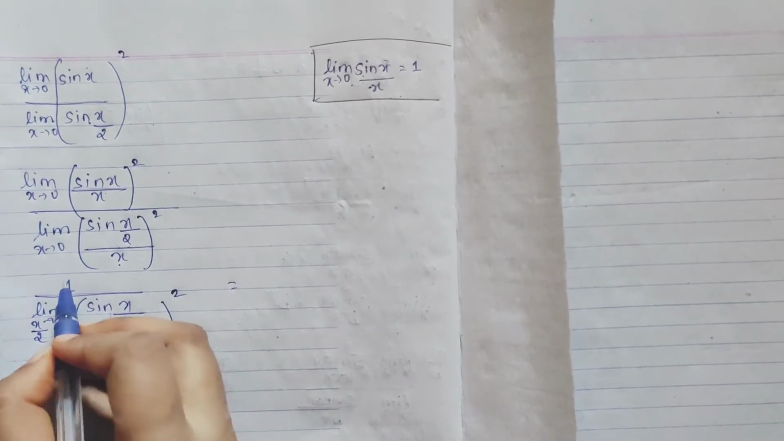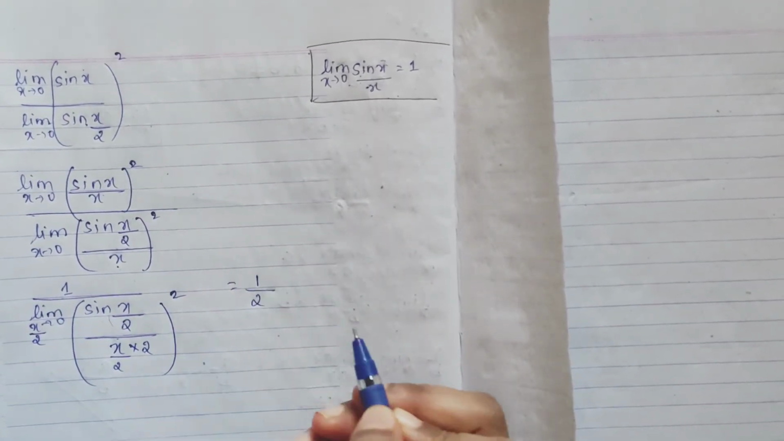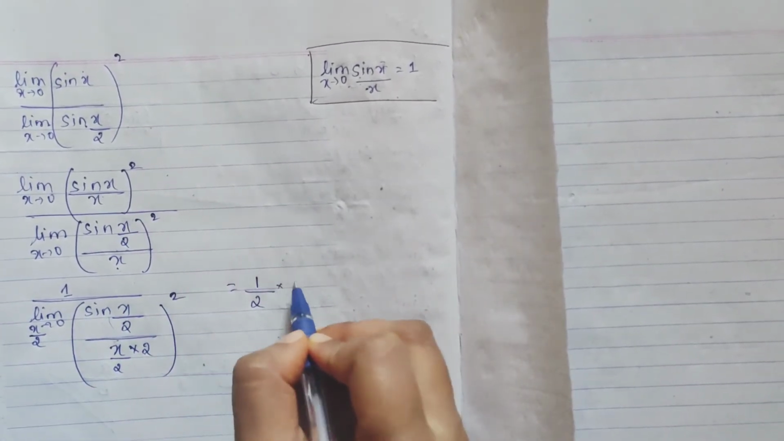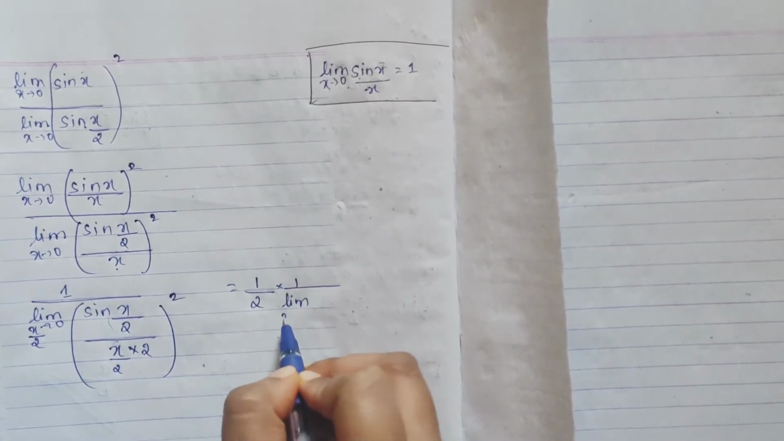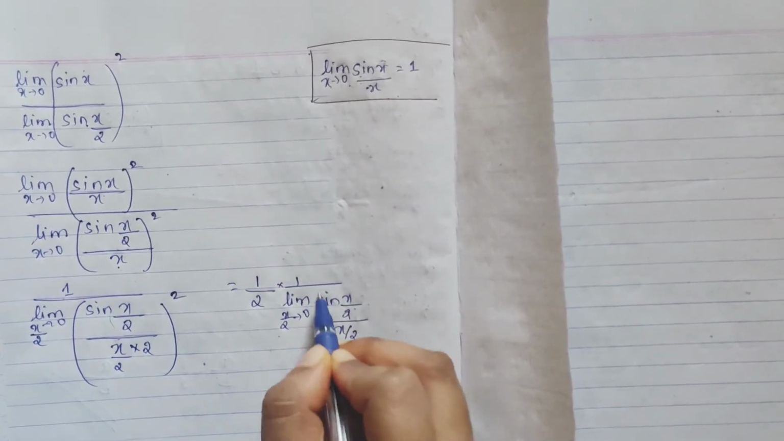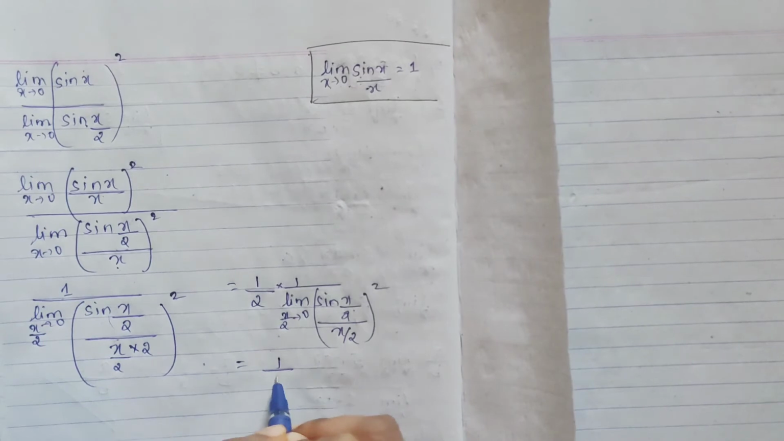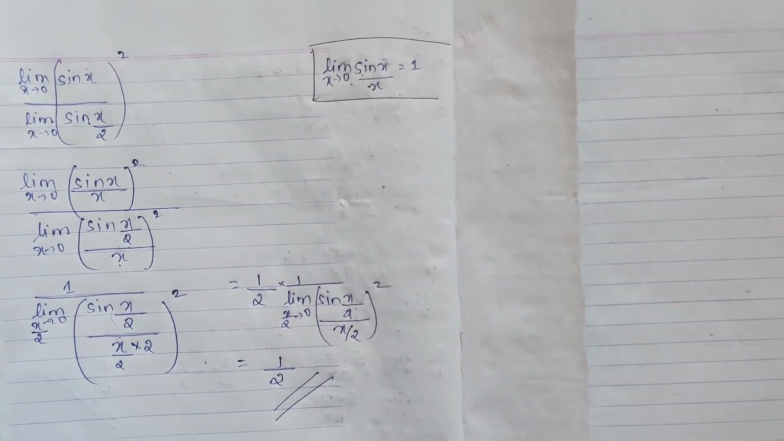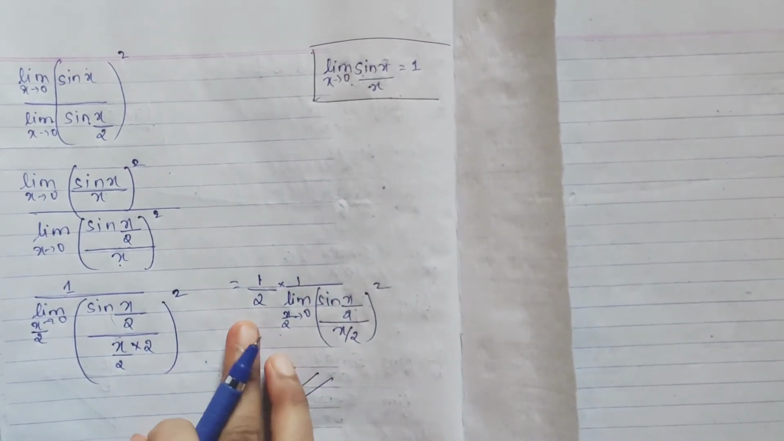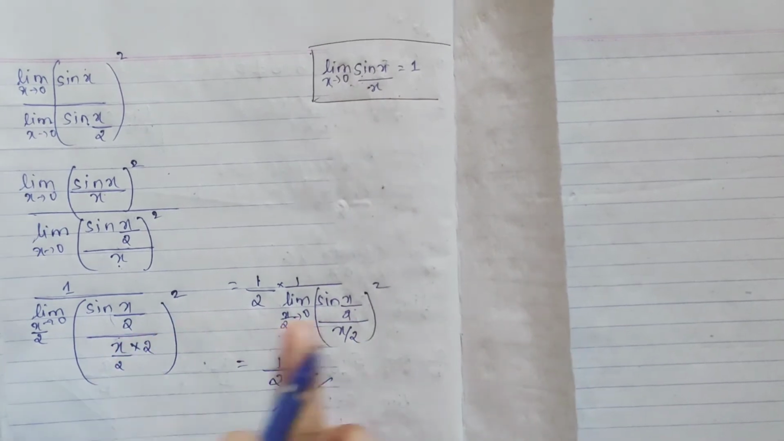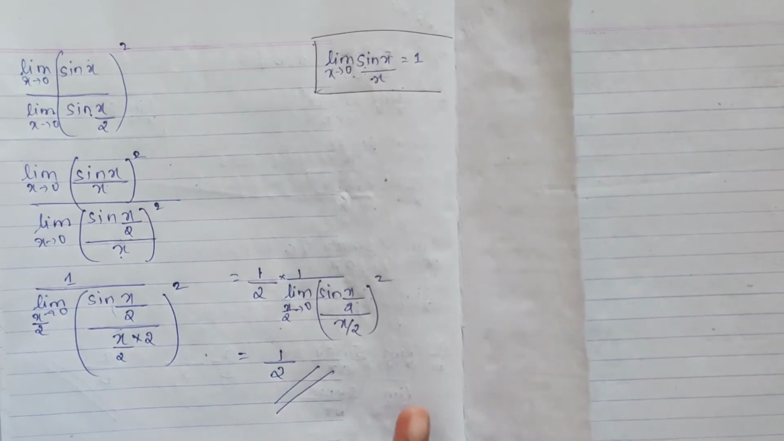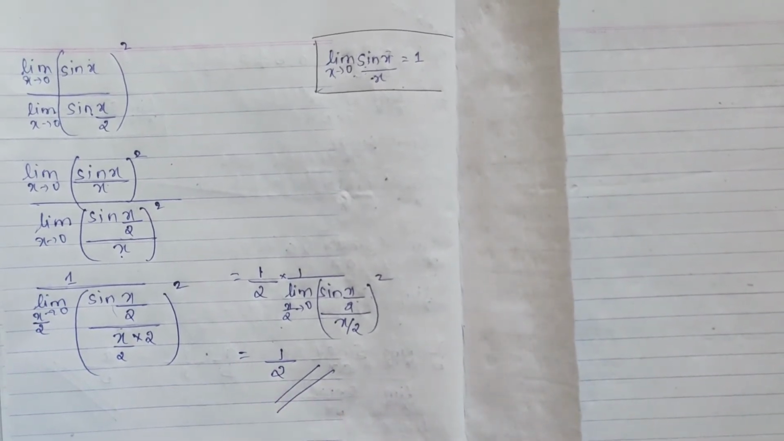So, here 2 is there, here 1 is there. So, 1 divided by 2, take it outside. What is left over is limit x by 2 tending to 0, sin x by 2 divided by x by 2 whole square, which is nothing but 1. So, your answer is 1 by 2. I hope I am clear. This 1 by 2 we have kept outside, and on the left over we apply the same theorem, and you will get 1 by 2 as your answer. Okay, this is a little bit important question, please go through it properly.